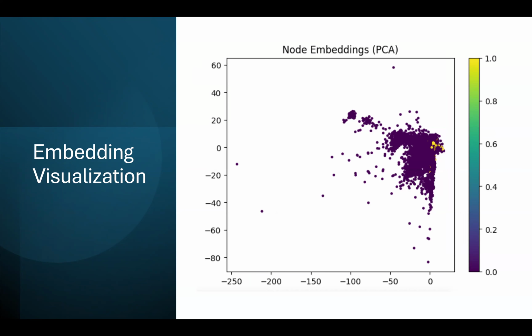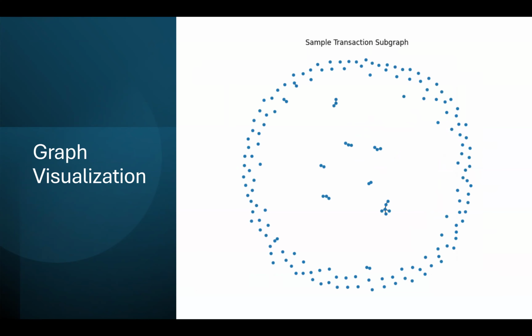And this plot shows the node embeddings reduced to 2D using principal component analysis. Each point represents a transaction colored by its label. We can see some clustering, especially for the fraud class. And this means the model is learning meaningful representations. However, there is still some overlap, which explains misclassifications.